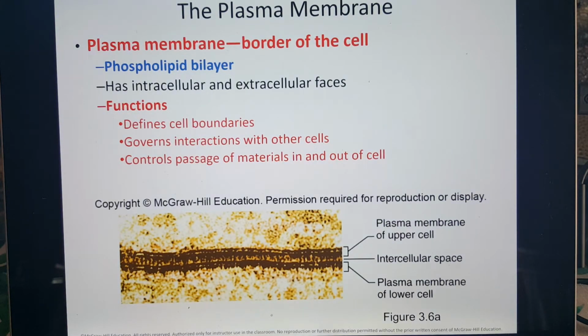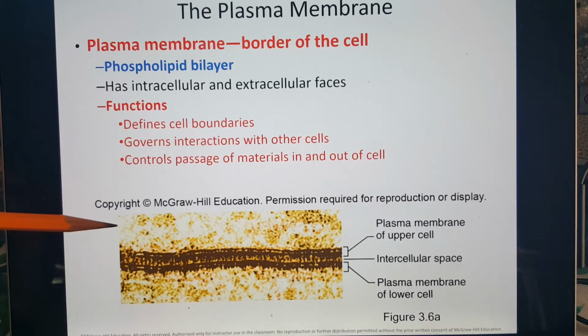So the plasma membrane is the border of the cell, the outside surface area. It's made up of what's called a phospholipid bilayer. If you remember from chapter 2, we talked about the phospholipid molecule, where you have a glycerol that has two fatty acid chains attached to it, and instead of a third one like a triglyceride, the third one is a phosphate group, and there's also another attachment to that. So we have our phosphate head, and then we have our two fatty acid tails.